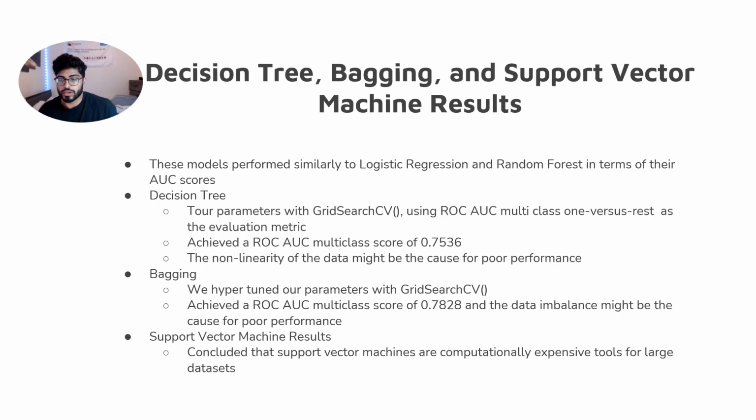The team also tried other classification methods, and similarly we defined a parameter grid for grid search to find the best model parameters and used ROC AUC as our evaluation metric. We used a decision tree classifier, but it wasn't very effective for our data set. We were able to achieve an AUC score of 0.7536, but the non-linearity of our data set could have caused the poor performance. We also used a bagging classifier, which gave us an AUC score of 0.7828, but again here, the data imbalance could have been a cause of the poor performance.